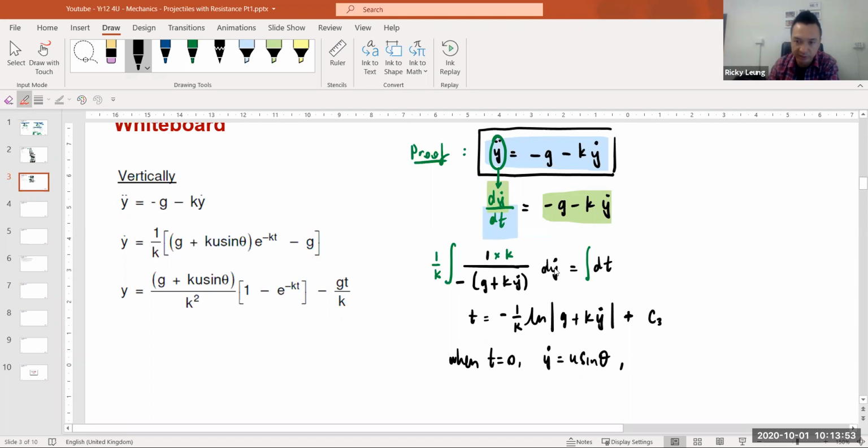So I'm going to sub this guy 0, sub this guy into here. I sort of have C3 as this whole expression on the other side, right? So C3 equals +1 on k ln of g plus k u sine theta. Bit of a monster, but I'm going to sub that in. Therefore, t equals, now, when I sub it in, smart idea, see how it's 1 on k, both of them?